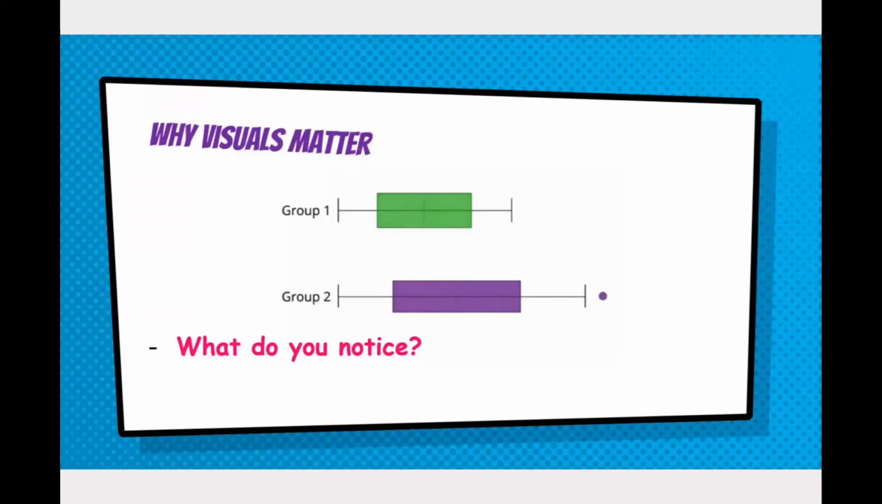Well, we can see that the green one is not as big as the purple one, right? In group two, we can also see that group two is longer. It's overall longer. Even the little lines that we see coming out are a lot longer. We also see this little dot out to the far left on group two. It looks like they have a line in the middle of each one of these rectangles. One of them is more to the right than the other. So those are some things that I noticed looking at this.